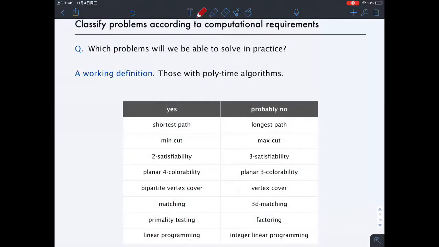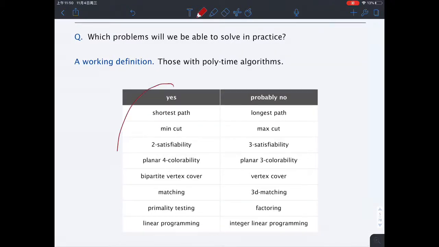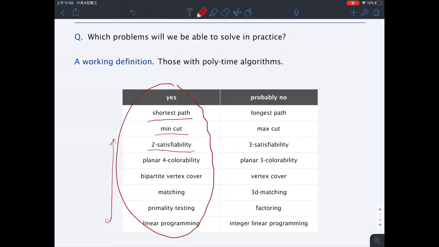So now let's be more concrete and walk through those problems that people believe are polynomial time solvable, or in layman's terms, can be solved efficiently in practice, and those problems that we believe cannot be solved by any efficient algorithms, right? So let's first start with the problems that are polynomial time solvable. We talk about shortest path, we talk about max flow, right? And for the rest of the problems not covered in this algorithm class, maybe for two satisfiability we will give you some exercise on that.